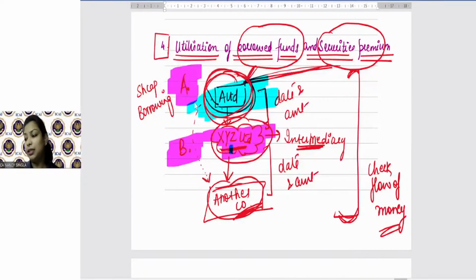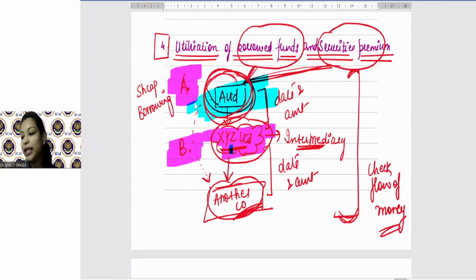Is it clear? Hana? And students have tried to simplify it for you. And I expect that some part of the learning, देखो 100% understanding should be there. Then only I will move ahead. But some part of the learning must also have been done. Okay? So this was with respect to the utilization of borrowed funds and securities premium.